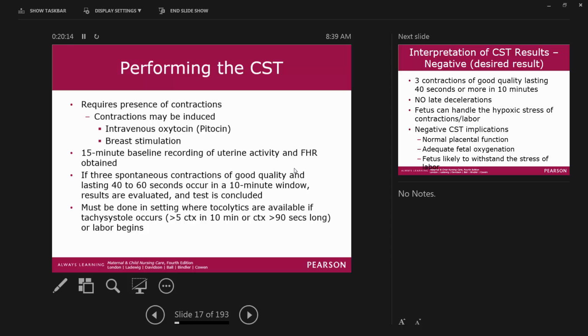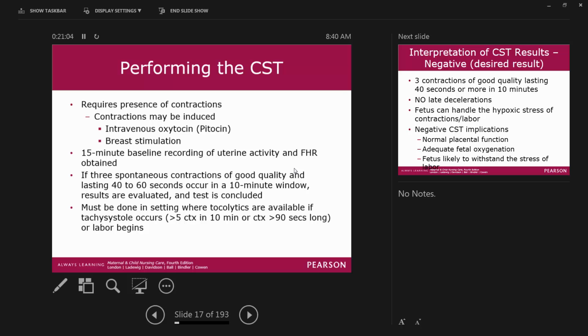All right. So the way we do a contraction stress test is, of course, we put the woman on the monitor, but we need to get her to have contractions. There's two ways we can do that. We can start an IV and start running Pitocin, or we can have her do breast stimulation, where she's rolling her nipples with her fingers. But anyways, we want to see 3 contractions in a 10-minute period, each lasting 40 to 60 seconds. Once we get that contraction pattern, we stop whatever we're doing to cause contractions. So we turn off the pit, we tell her to stop doing breast stimulation, whatever it is.